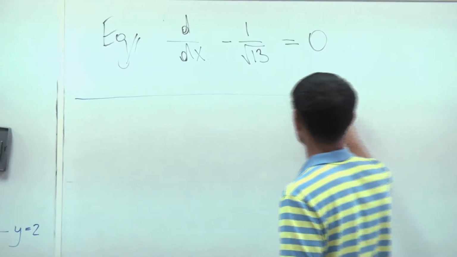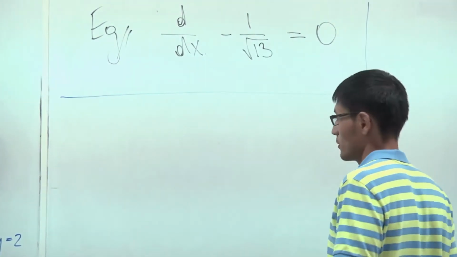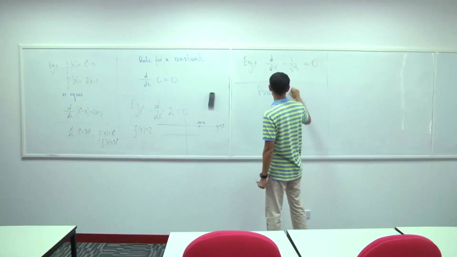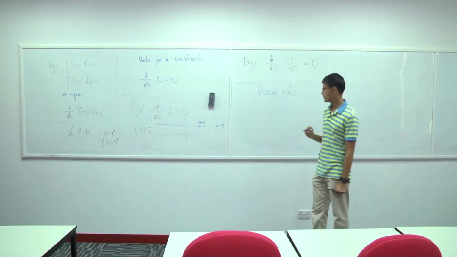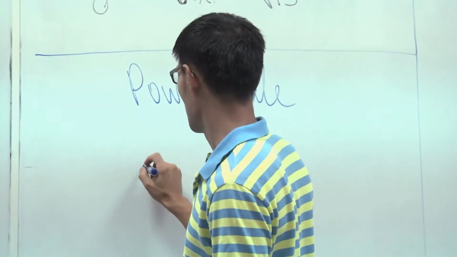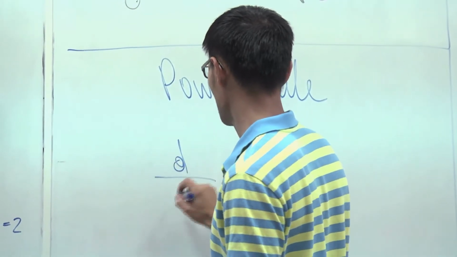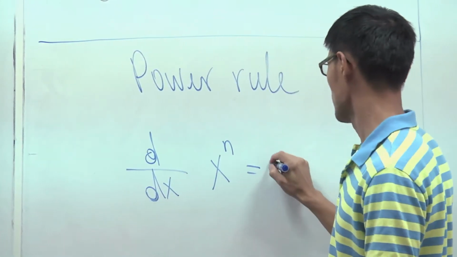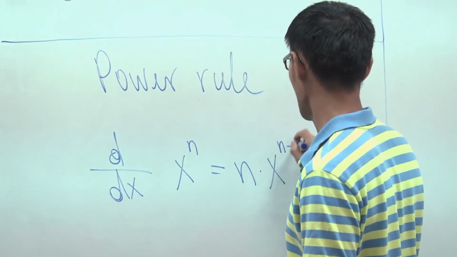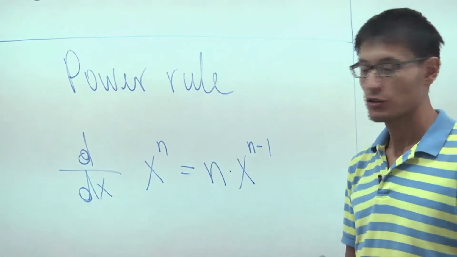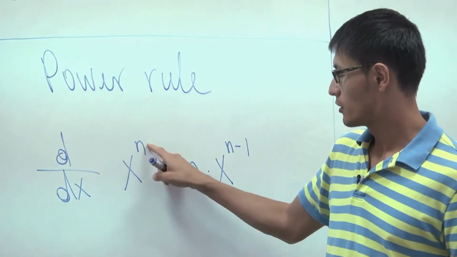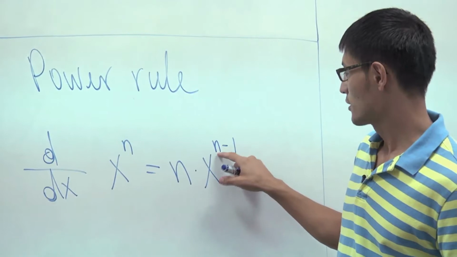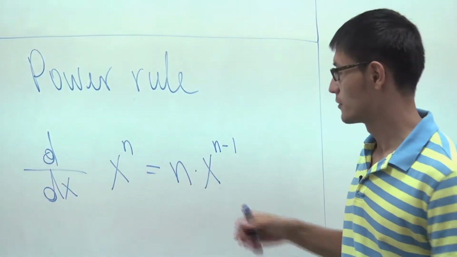Now, the next rule is probably the most important one. It's called the power rule. Power rule. It's very basic, but we use it very, very often. So it says that the derivative of x to the n equals n times x to the n minus 1. So if you have x to a power, some number, its derivative will be n times x to the, and you basically subtract 1 from the power over here.